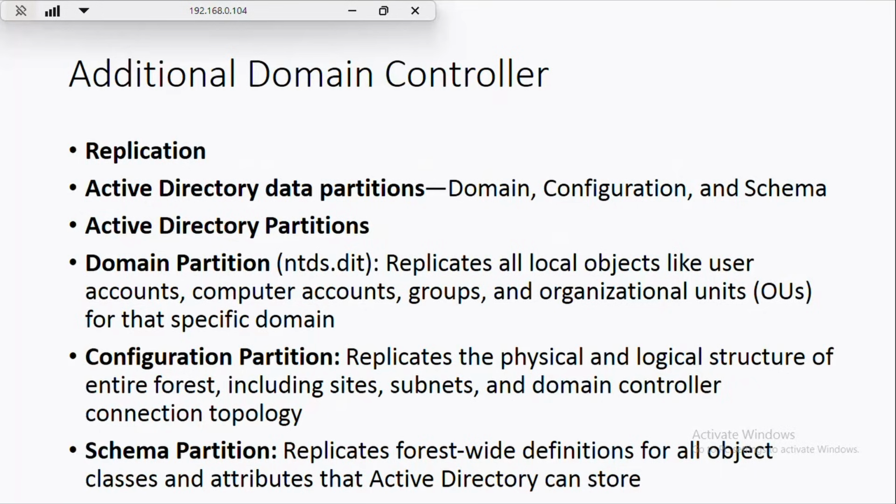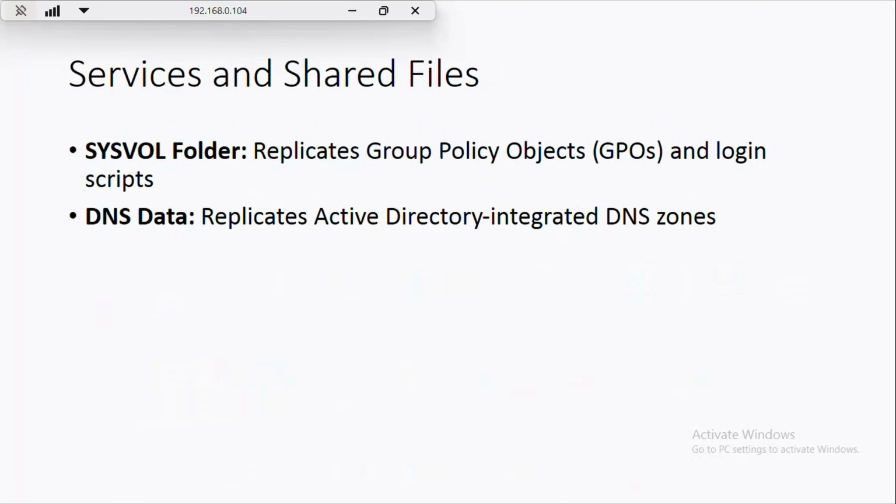It replicates the domain partition, like all logical objects such as user accounts, computer accounts, groups and organizational units. The configuration partition replicates the physical and logical structure of the entire forest. The schema partition replicates forest-wide definitions of all object classes and attributes. It also replicates services and some shared files, group policy objects and login scripts, and Active Directory integrated DNS zones.